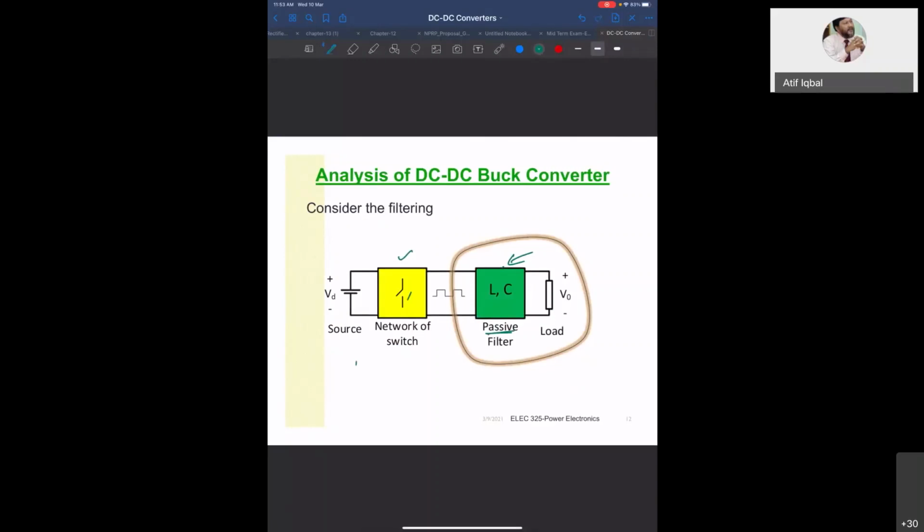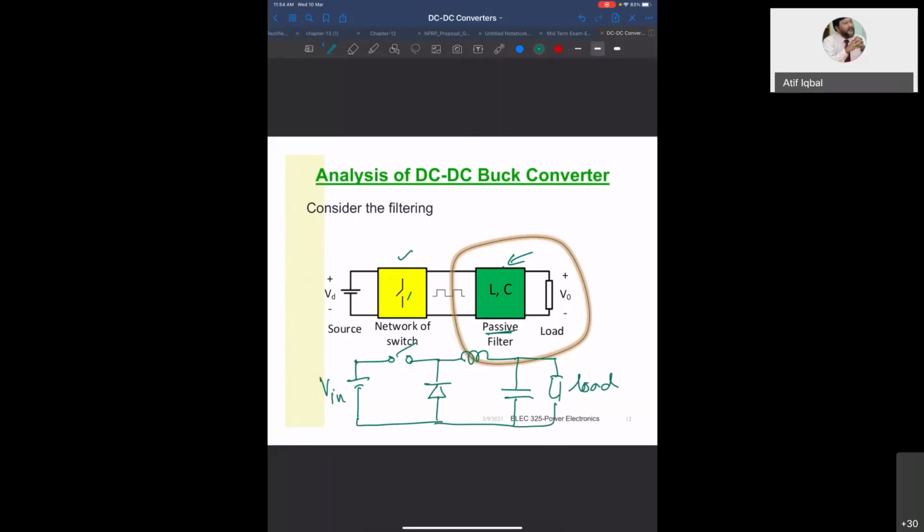So what is here? This is my DC source. Then I have a switch. The switch can be a MOSFET, IGBT, or BJT. And this is the LC filter. This is the load. This is called the buck converter.